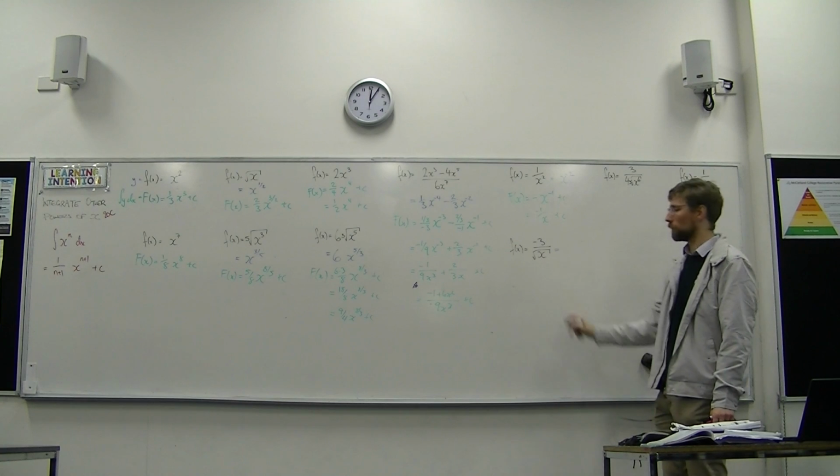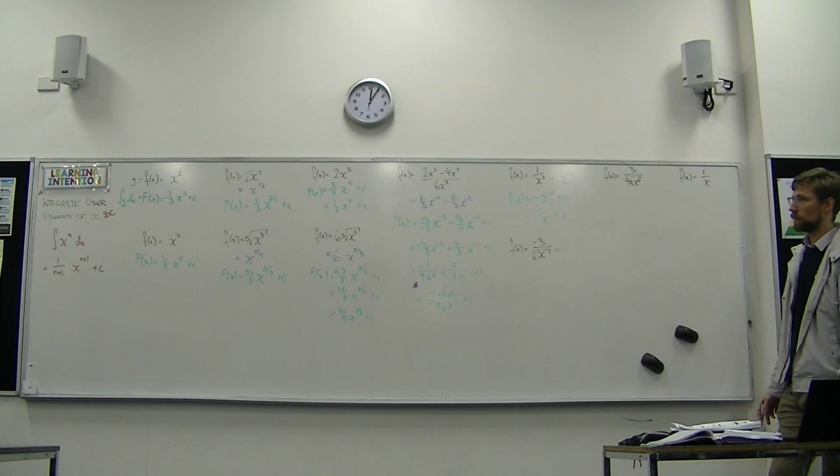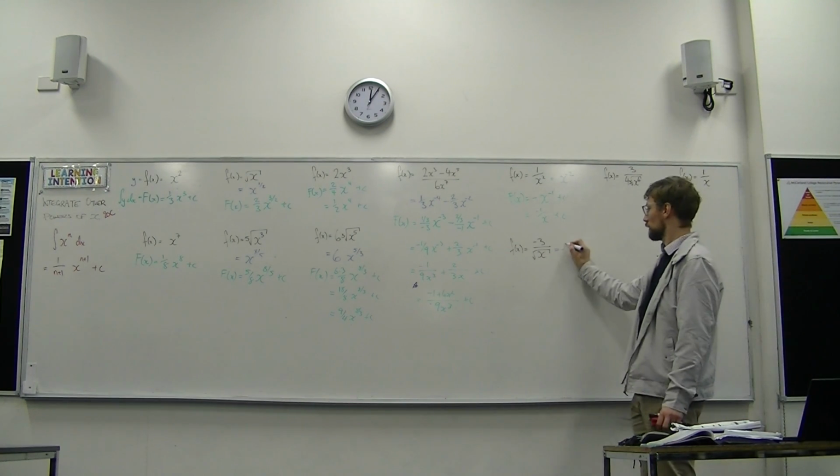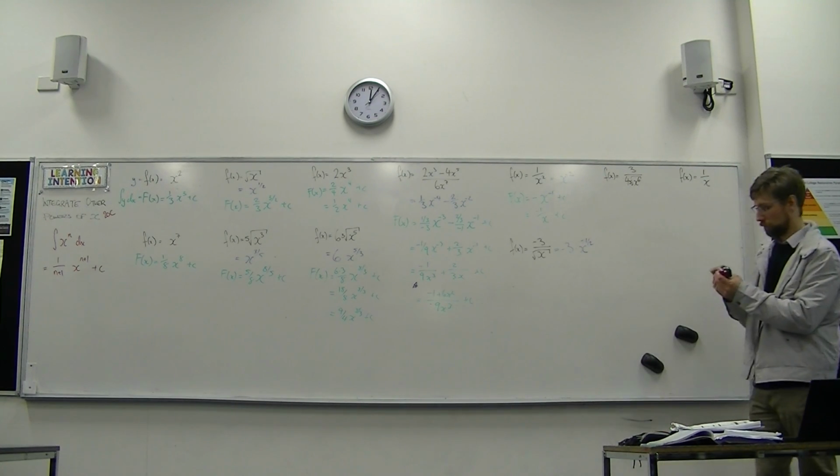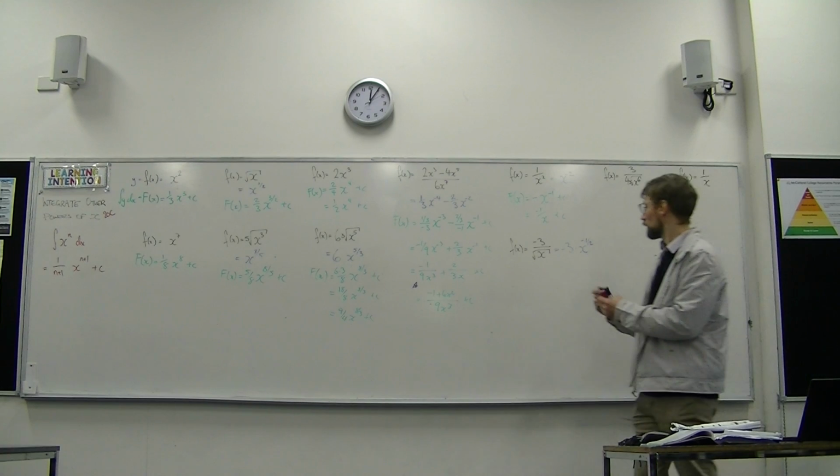Can you rewrite that? Yes. -3 times x to the half. x to the negative half. Negative half. There you go. Beautiful. Good job.